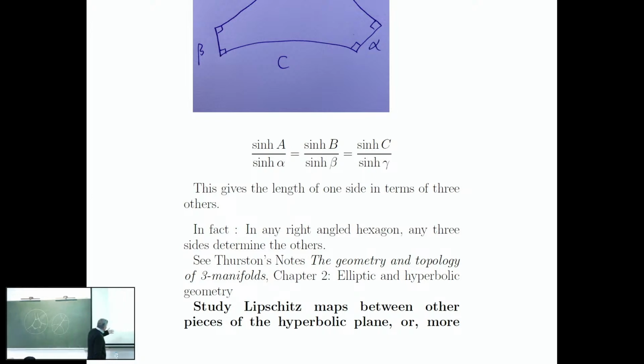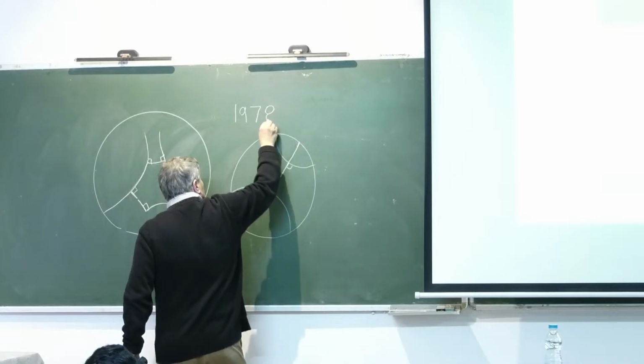This is now a question for those who like this kind of thing. When Thurston's notes appeared, it was in 1978.